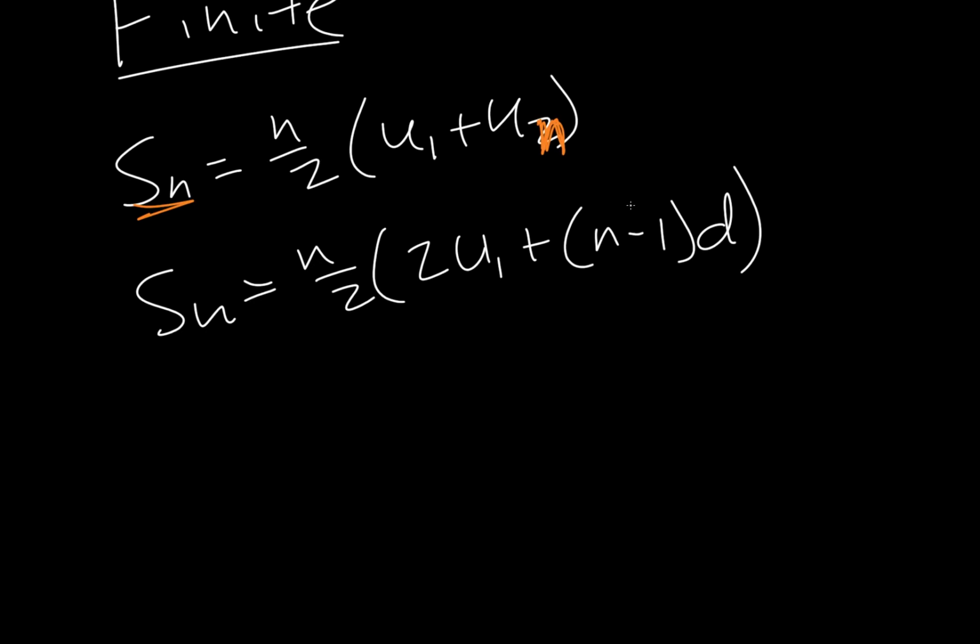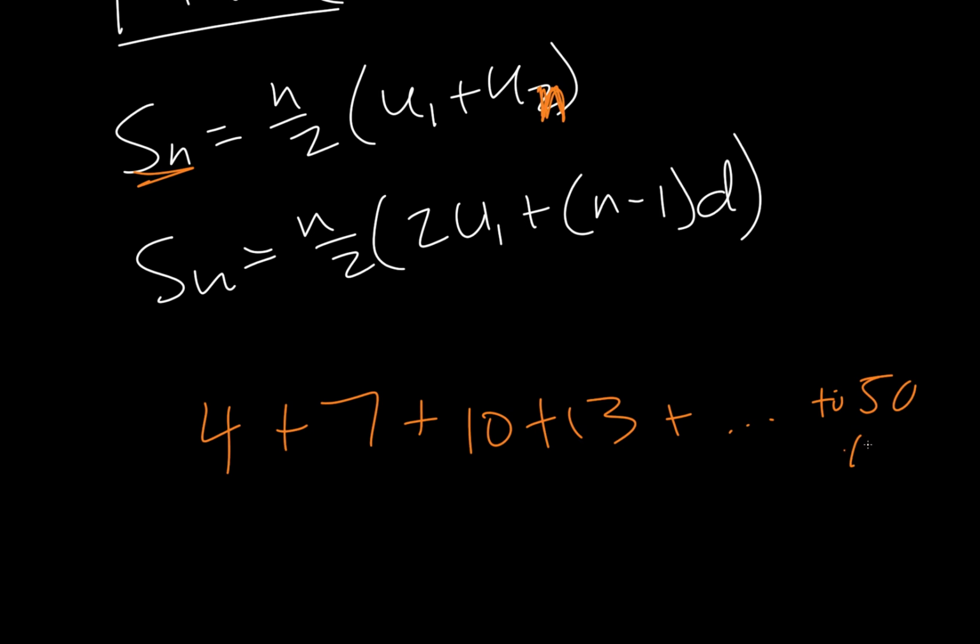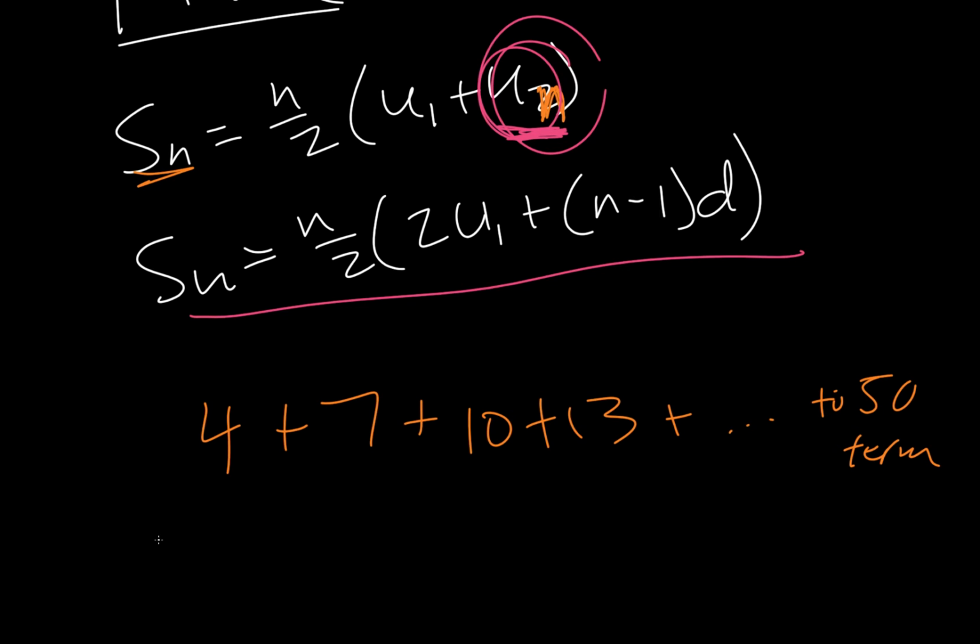So if we go on to example 25, it gives us this sum. And it wants us to add up this sequence to 50 terms. And because we don't know the 50th term, which would be this, we're not going to use this one. So we're going to focus on this bottom one.